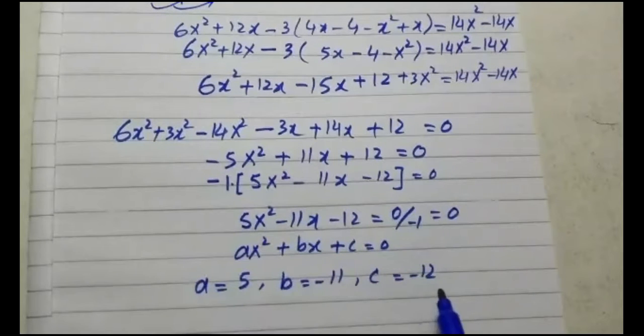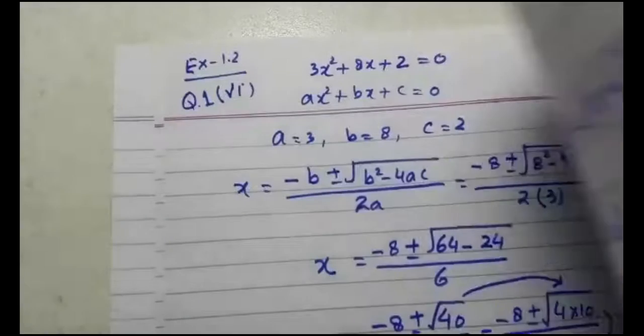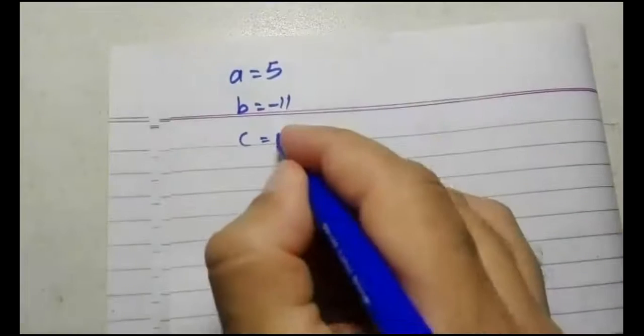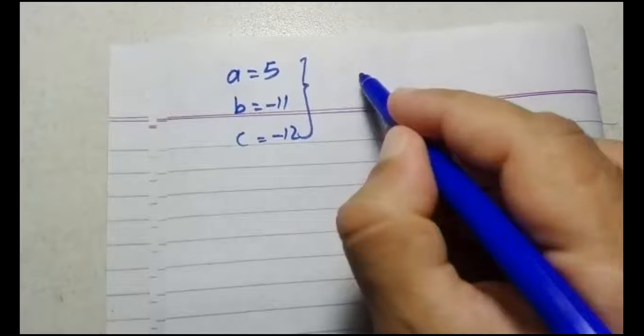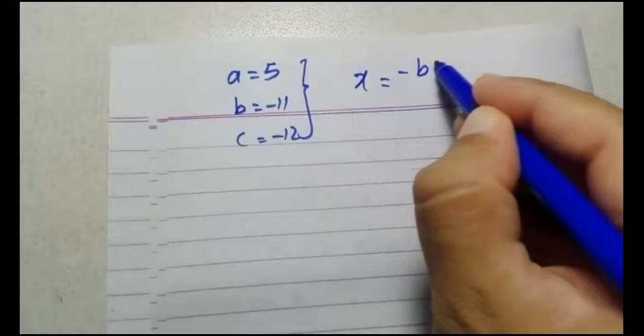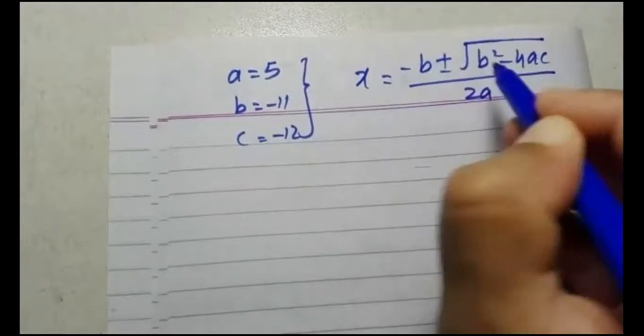So I have separated a, b, c. I'm running out of space on this page, I will move to the next one. So I will separate: a was 5, b is -11 and c is equal to -12. Fine. So this is the formula. I will substitute these values into this form: minus b plus minus the square root of b square minus 4ac, divided by 2a. This is the quadratic formula.